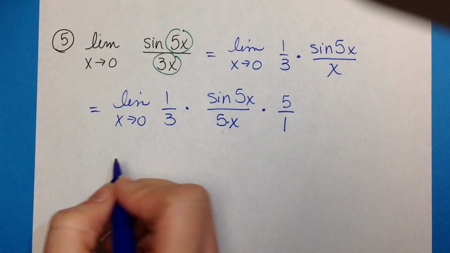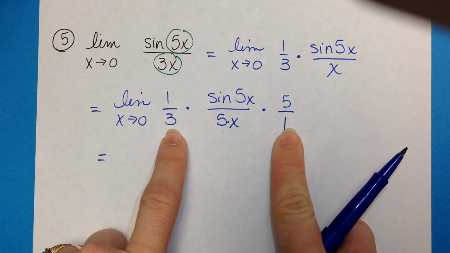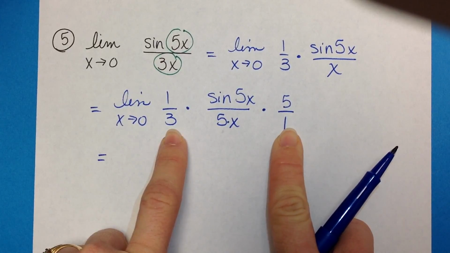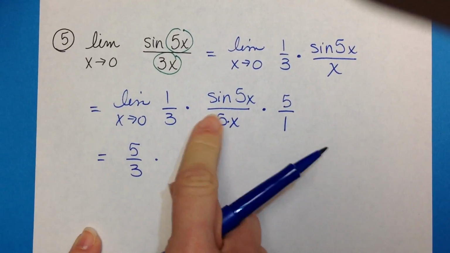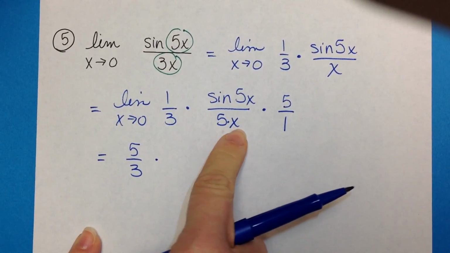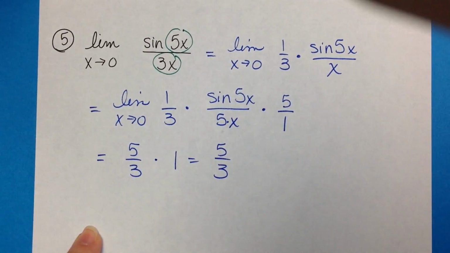Okay, so now let's just put these two together. That would just be the same thing as 5/3. So the limit of 5/3 would just be 5/3. And of course now this is that property and the limit of this would just be 1. Therefore, your answer is 5/3.